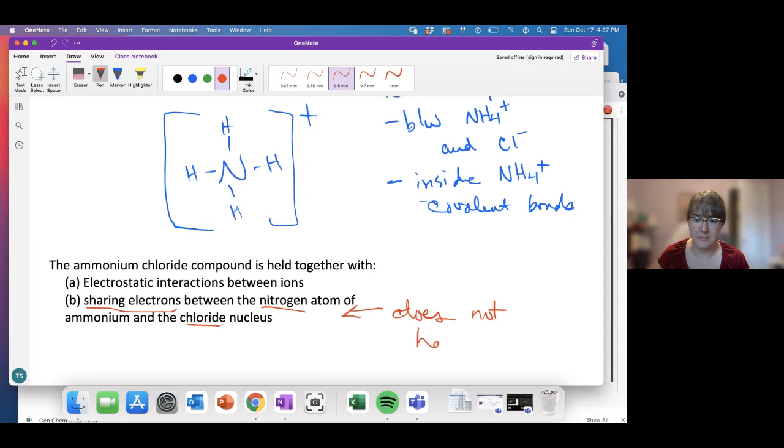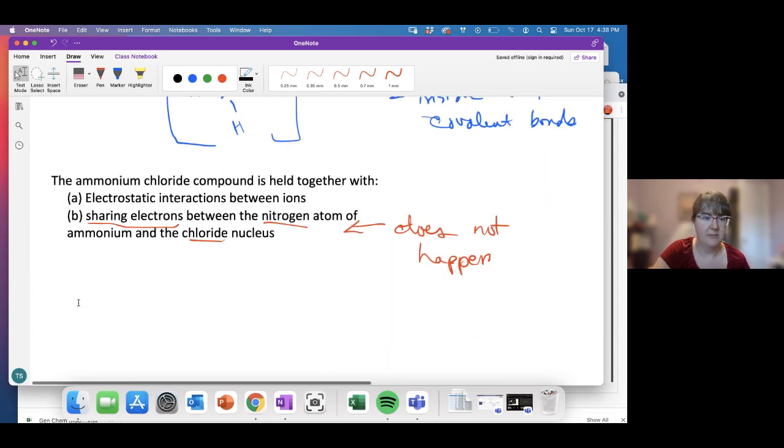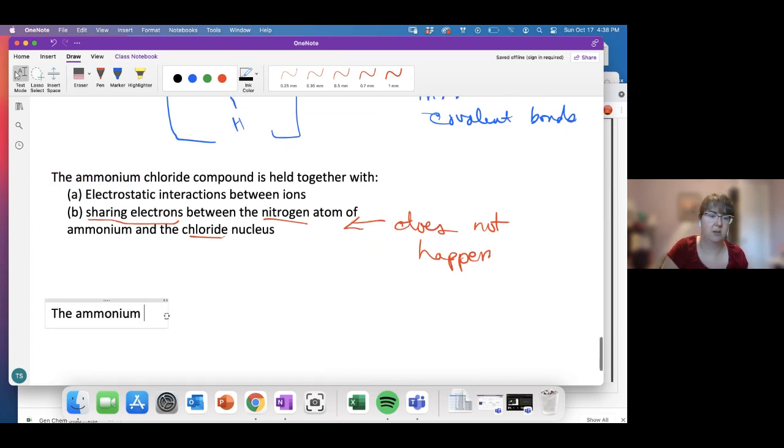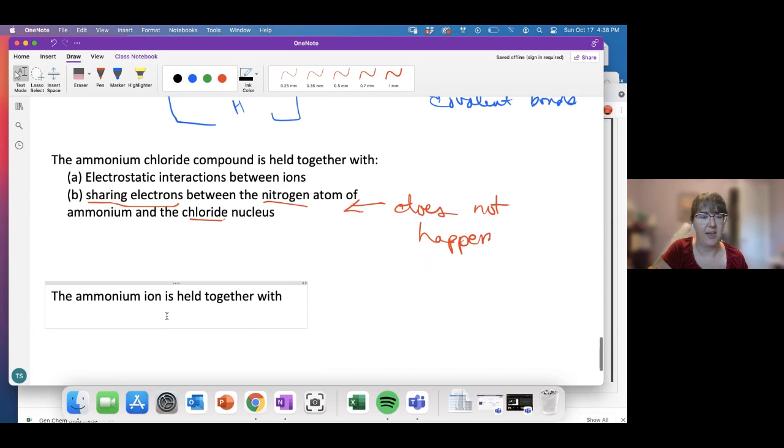This does not happen. So that's one way that we could potentially ask you about that. That being said, again, I gave you that other example talking about the ammonium ion. So we could ask you what the ammonium ion itself is held together with, and then we could say something like electrostatic interactions between ions.